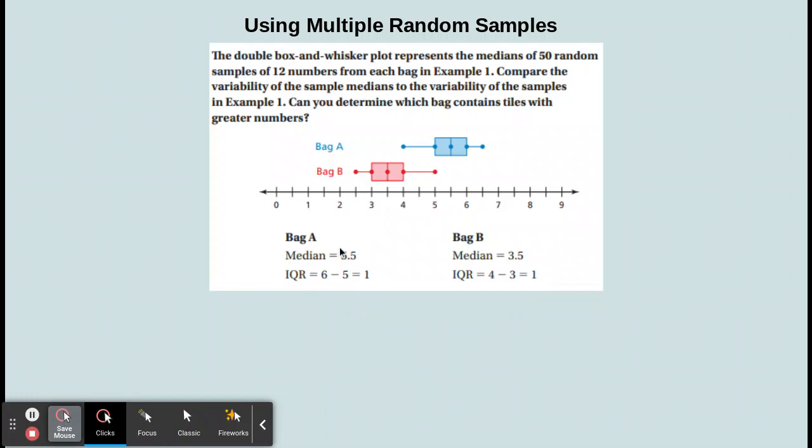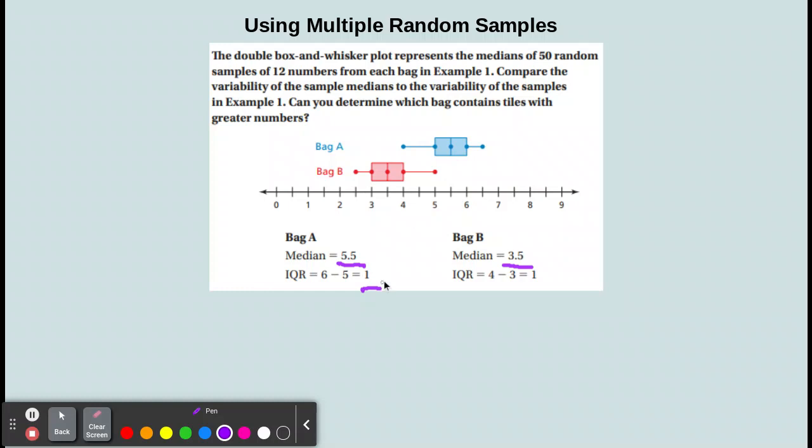Okay, so looking at our 2 bags, remember 50 different times, so we pulled 12 numbers from each bag. So for this one here, for bag A, the median is 5.5. For bag B, 3.5. And then the IQR that we have for bag A, 6 minus 5 is 1. And for bag B, 4 minus 3 is also 1. So again, the variability remains about the same, right?